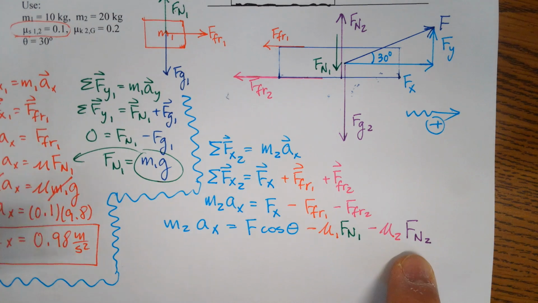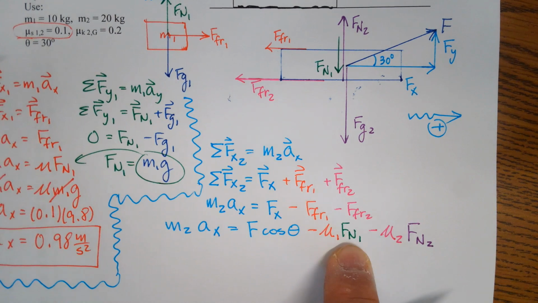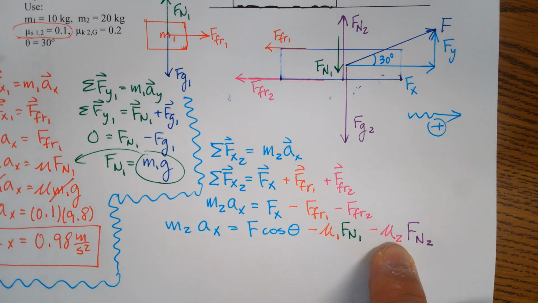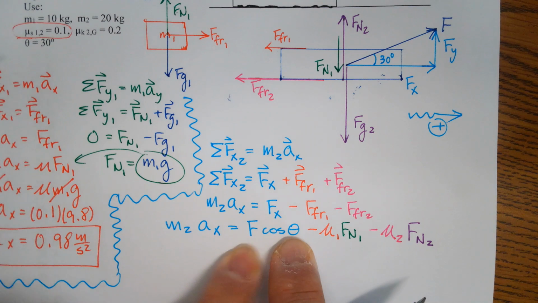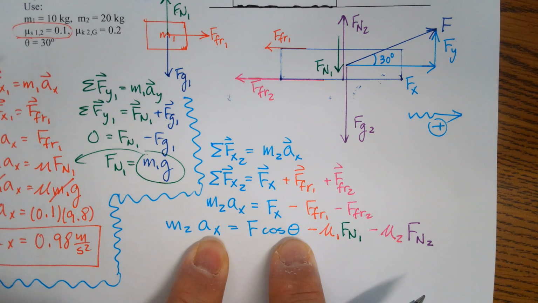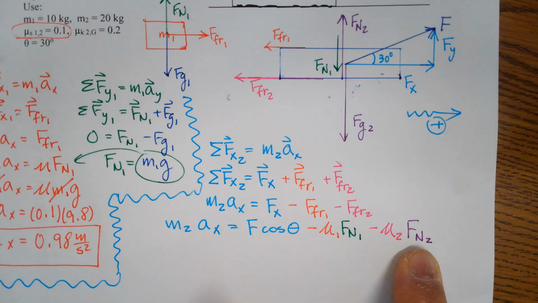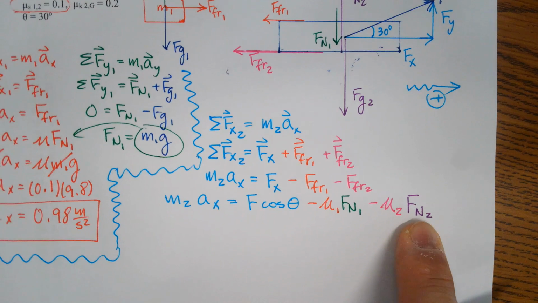We're going to have to figure out what F normal 2 is. We already know what F normal 1 is. That's easy enough. We know what mu 1 and mu 2 are. We're looking for F. We know theta. We know M2 and we know A. So this looks like the one we need to work on, right?